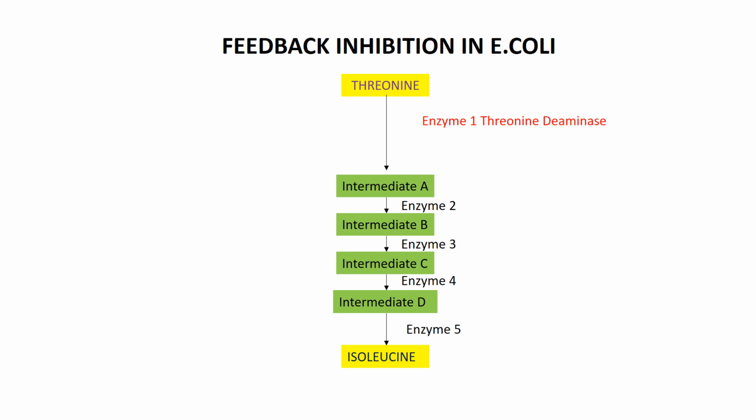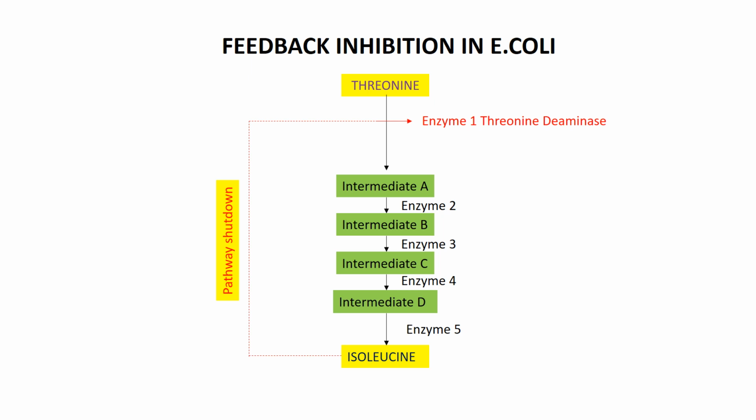If isoleucine is added to the growth medium for E. coli, it inhibits the first enzyme in the pathway and the bacteria stops synthesizing isoleucine. This condition is maintained until the supply of isoleucine is depleted. When the supply of isoleucine is depleted, the pathway starts again.